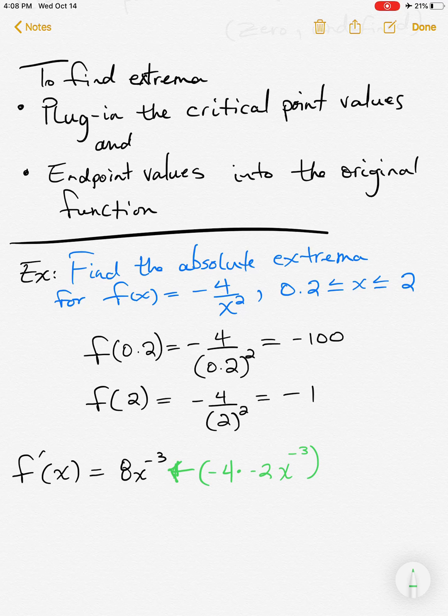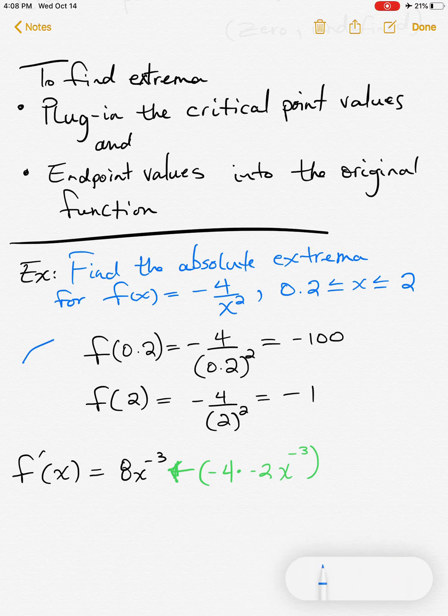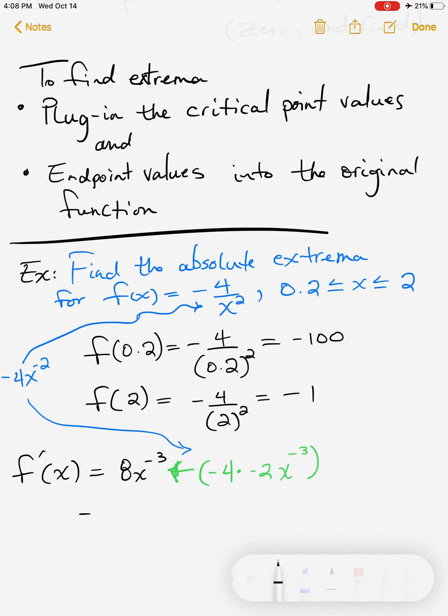All right, you're welcome. The other thing over here, up here in the blue: you might want to rewrite this guy so you can see it better. That's the same thing as saying negative 4x to the negative 2nd, and then you take the derivative on that. All right, so now let's keep rolling.